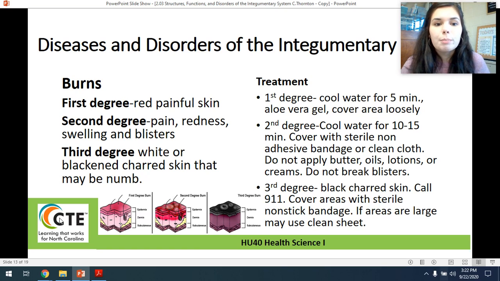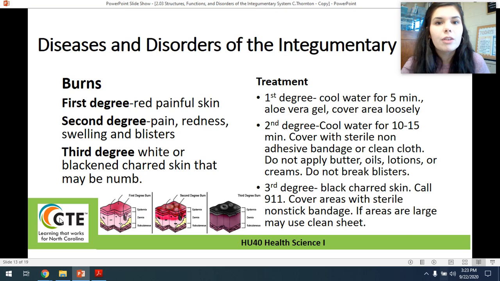A second-degree burn involves much more pain, redness, swelling, and blistering. And this involves running cool water 10 to 15 minutes over the area, covering with a sterile, non-adhesive bandage or a clean cloth. And it's important that when you're dealing with a second or third-degree burn that you do not ever apply butter, oils, lotions, or creams, and do not break the blisters, as tempting as it might be.